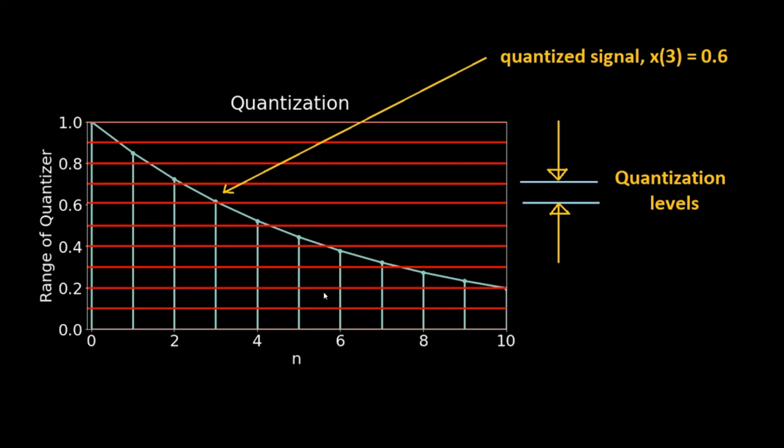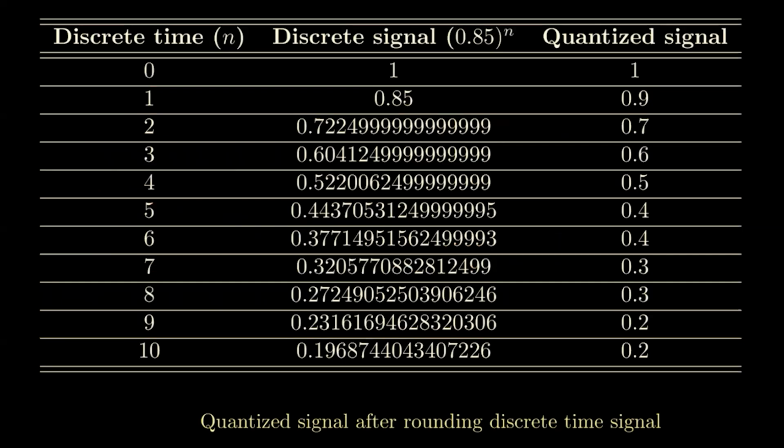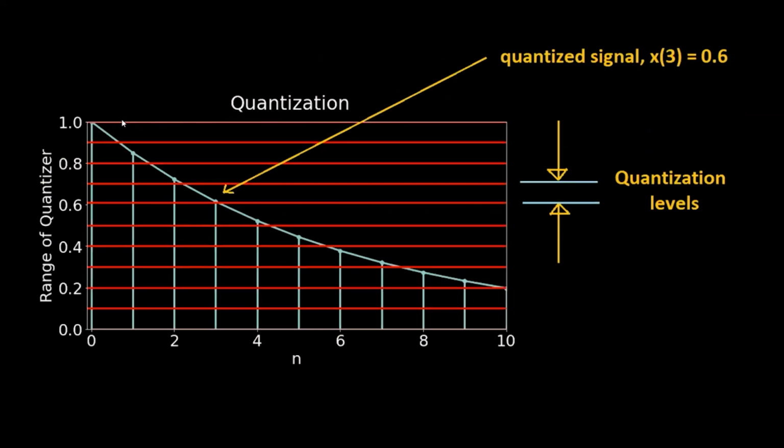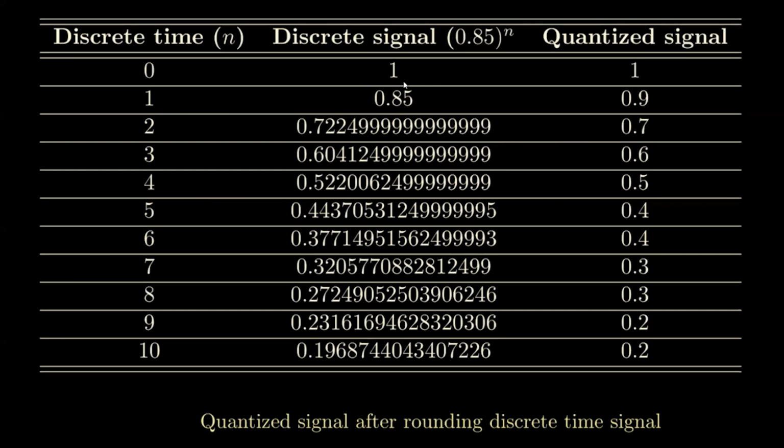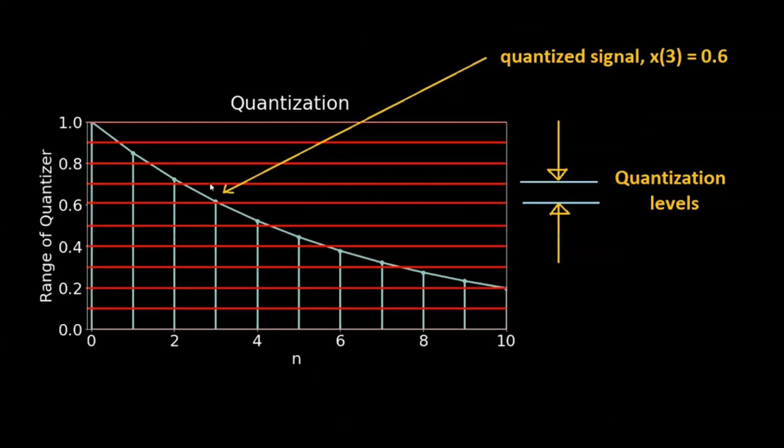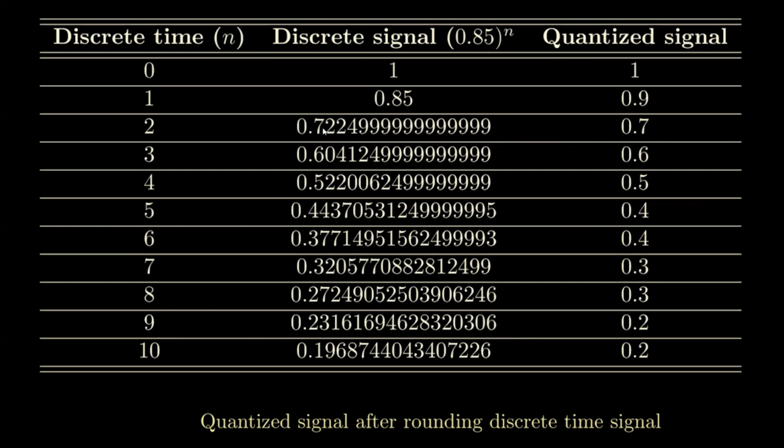You can see that after quantization, each sample now takes one of the available quantization levels. For example, when n equals 0, the original value was 1, and it remains 1 after quantization. When n equals 1, the value was 0.85, and it becomes approximately 0.9 after quantization because 0.85 is closer to 0.9 than to 0.8. Similarly, when n equals 2, the value was around 0.72, and it is quantized to 0.7. In this way, every discrete sample is assigned a value according to the nearest quantization level.